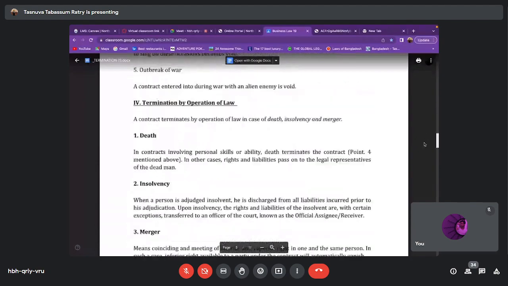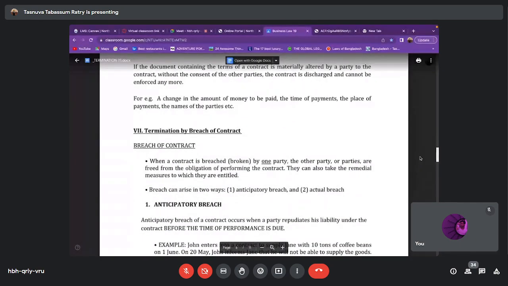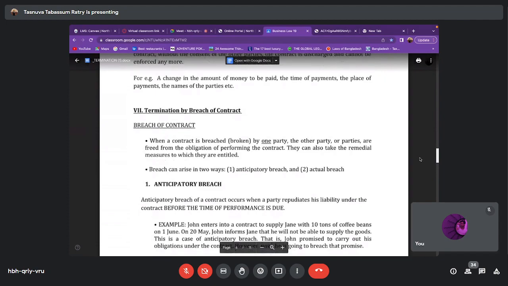The last method of termination is when the contract is breached, is broken by one of the parties. As a result, since the contract has been breached, the contract is terminated. Breach of contract itself is a big topic, যেটা আমরা of course discuss করবো, which is very important for you, but right now we don't have much time.